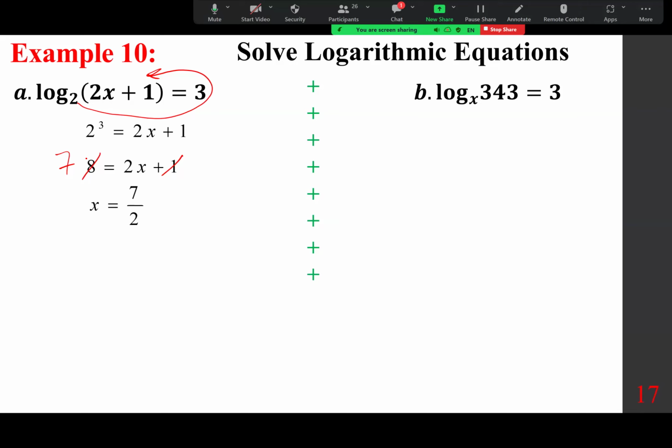You can always check. One thing I want to make a point of, one easy way to check, make sure the argument when you plug in is positive. So 2 times 7 halves is 7, and 1 is 8. So that's good enough. But if you actually work it out, log of 8 base 2, you know it's 3. But more importantly, make sure the argument remains positive. Part B, we do exactly the same thing.